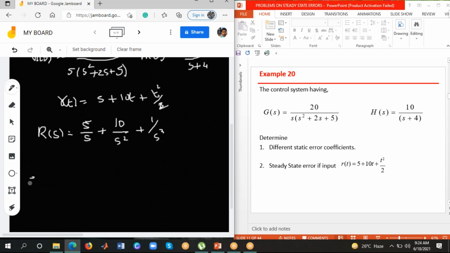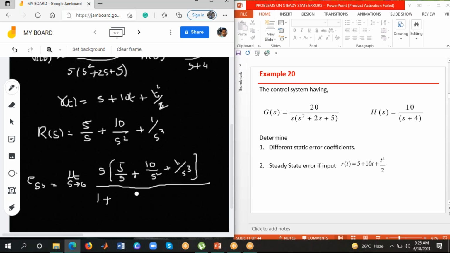Okay? So the steady state error formula is ESS is equals to limit s tends to 0 of s into R of s, which is 5 by s plus 10 by s square plus 1 by s cubed, divided by 1 plus G of s, whose value is 20 divided by s into s square plus 2s plus 5 into 10 divided by s plus 4.